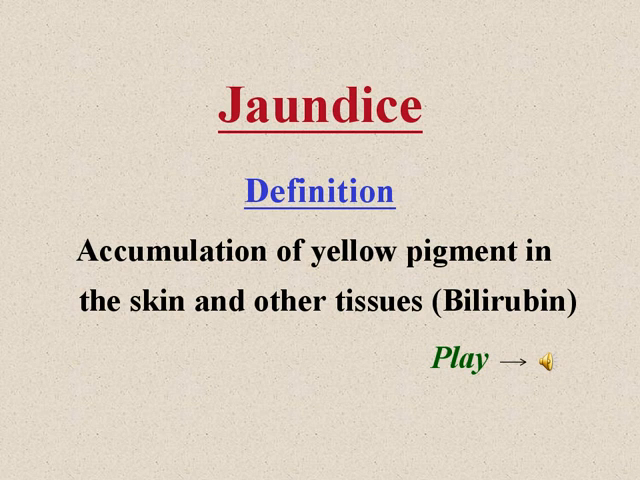In hemolytic jaundice, the unconjugated bilirubin level increases in blood. In hepatic jaundice, both the conjugated and unconjugated bilirubin levels increase, and in post-hepatic jaundice, the conjugated bilirubin level increases in blood.